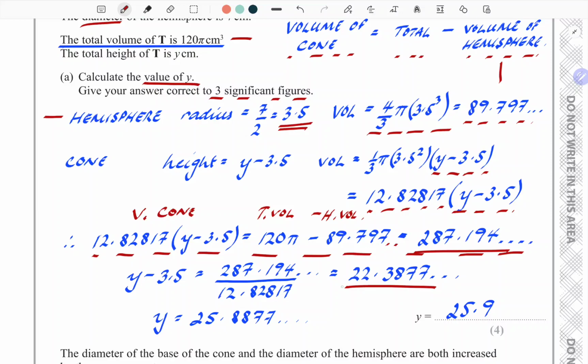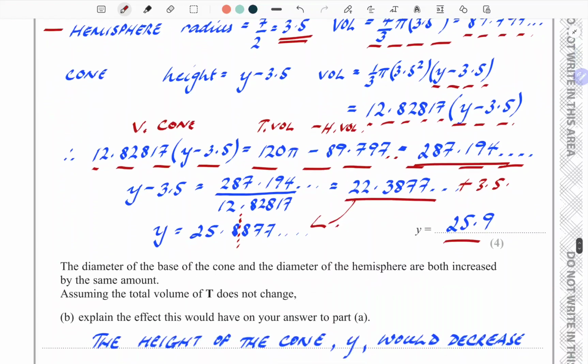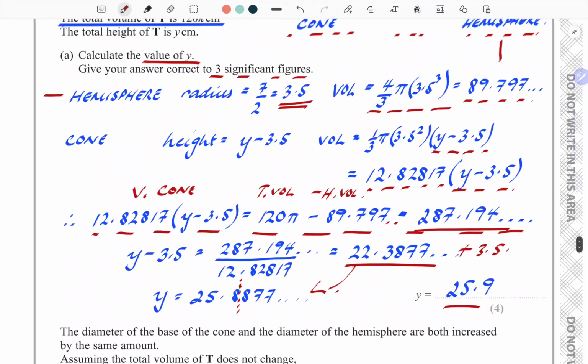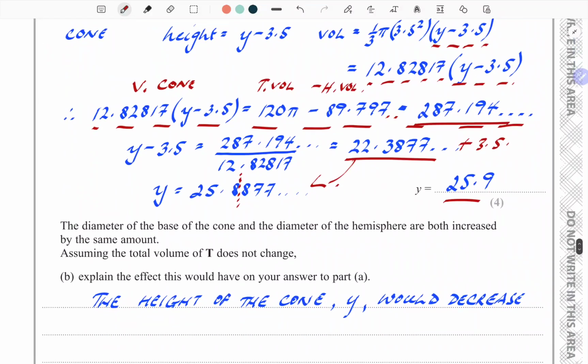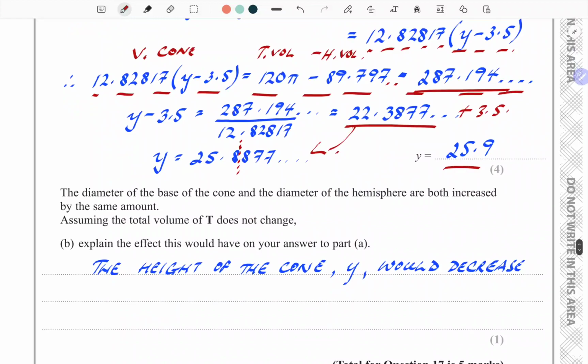So if we add 3.5, we get y equals 25.8877, etc., to three significant figures. You want to round it after that 8, so you get 25.9. Do take a look at that. I had to cram all that into a very small space there.